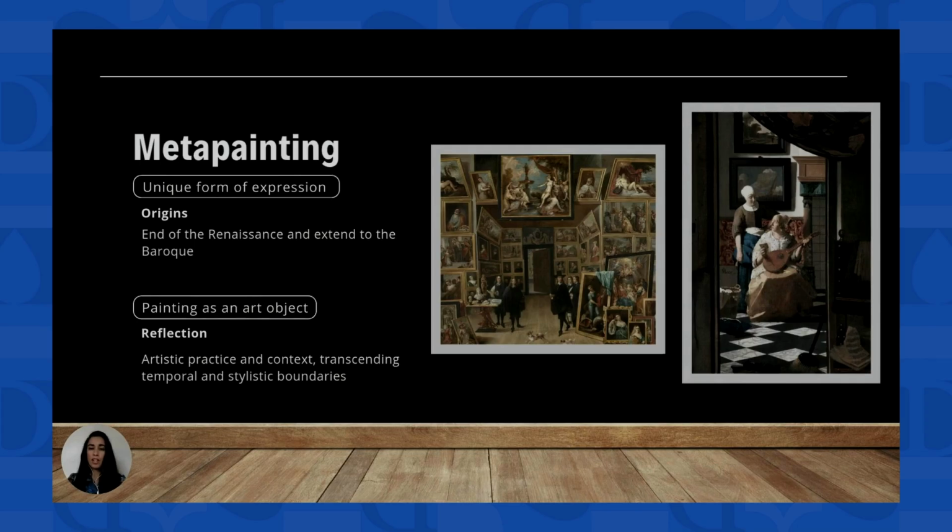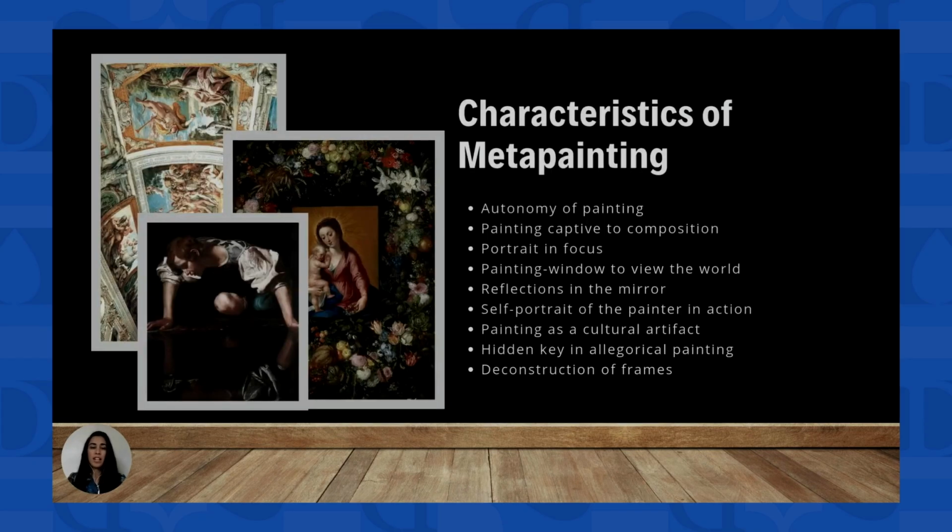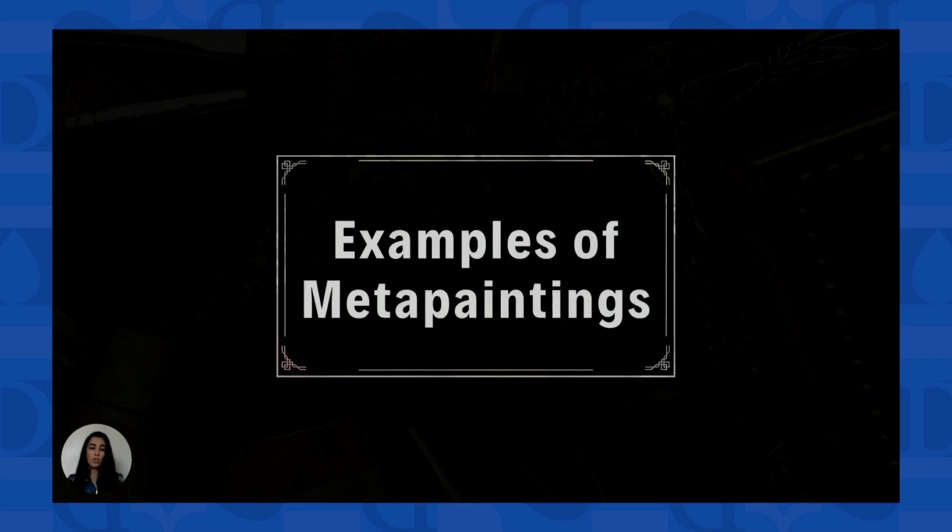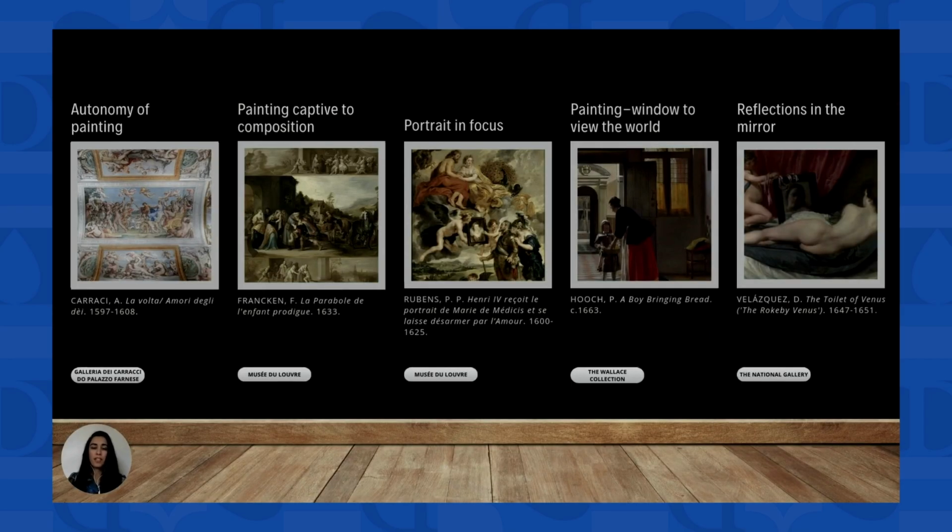During the Baroque period, a unique form of expression called metapainting emerged, challenging the limits of artistic representation by reflecting on the practice of painting in its nature. The origin of painting as an art object dates back to the end of the Renaissance and extends to the Baroque. Modern painting gained autonomy and mobility, leading to a reflection on its limits by artists. Here are some of the characteristics of metapainting, illustrated with examples.